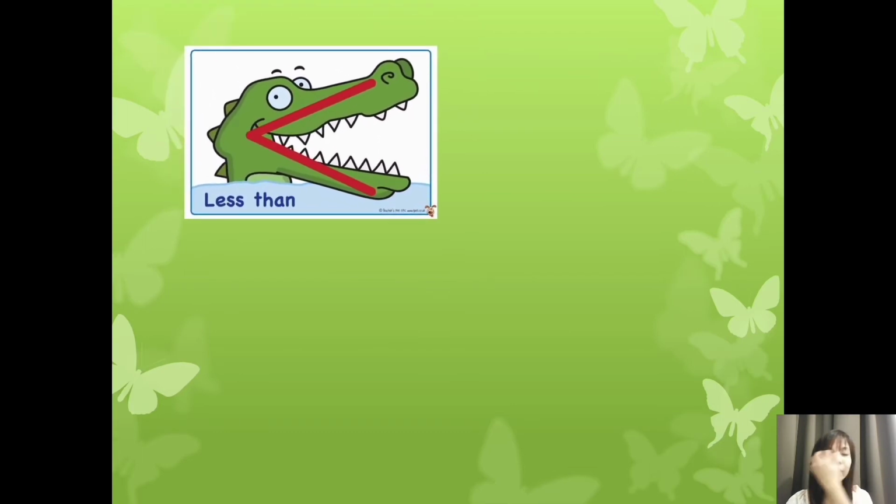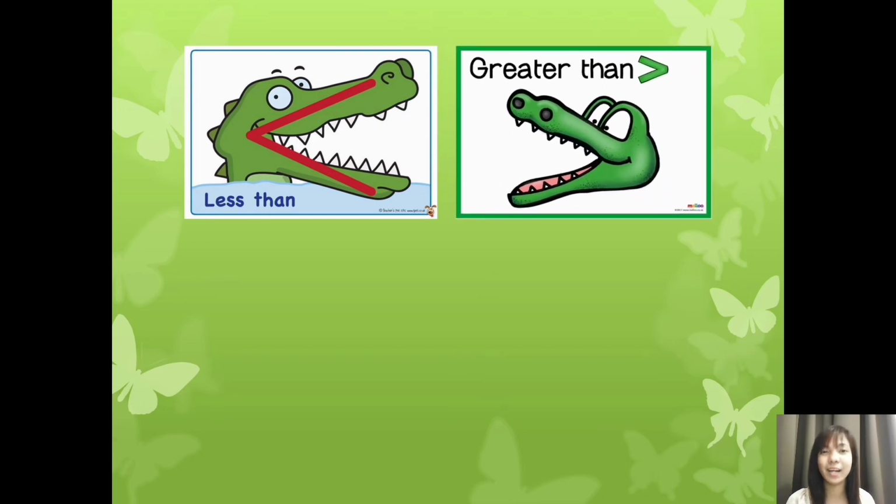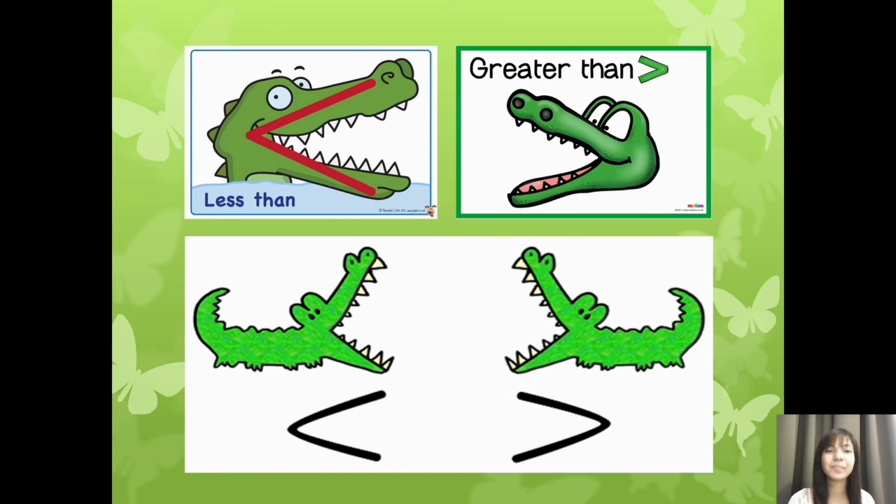I will show you here just a review. I know you already know this one, but just to review, we have here the symbol less than. Everybody say less than. As you can see, the symbol is like the mouth of the alligator. Next we have greater than. Everybody say greater than. Again, this one is less than, and this one is greater than. Please take note of that.